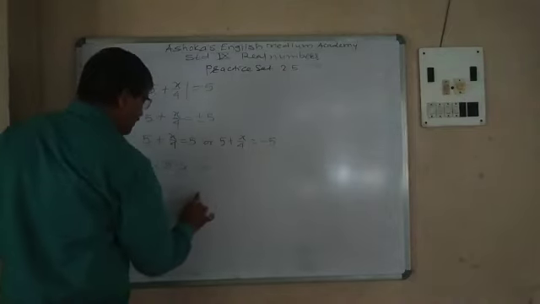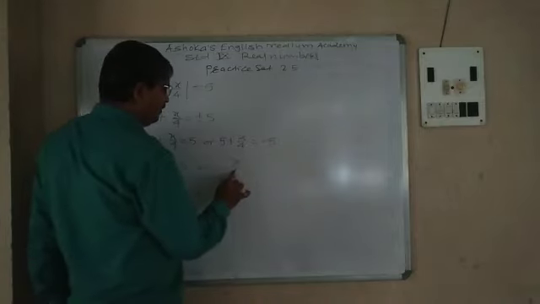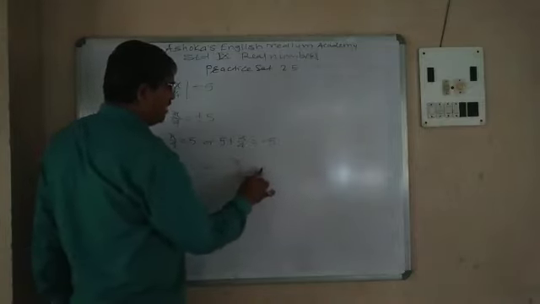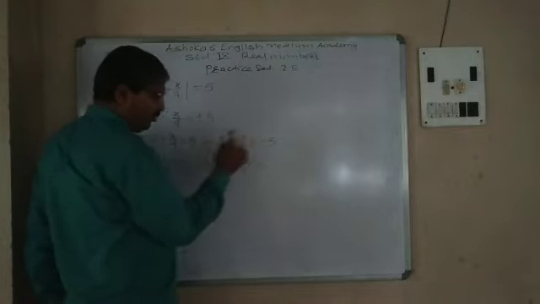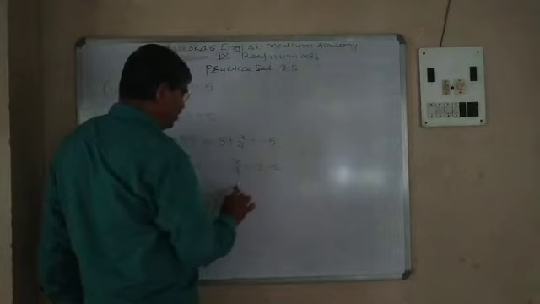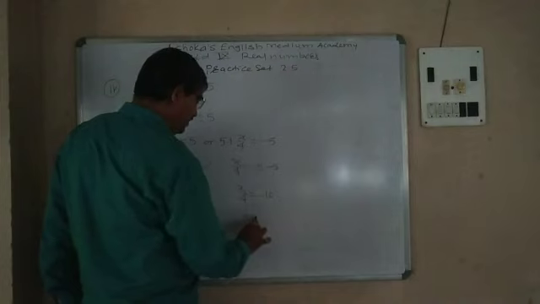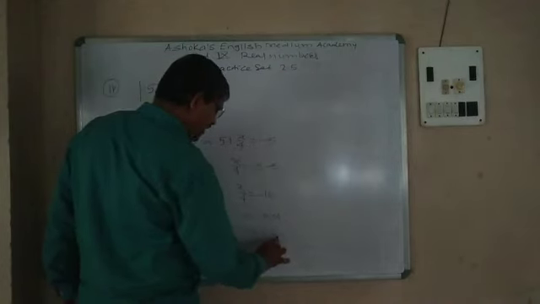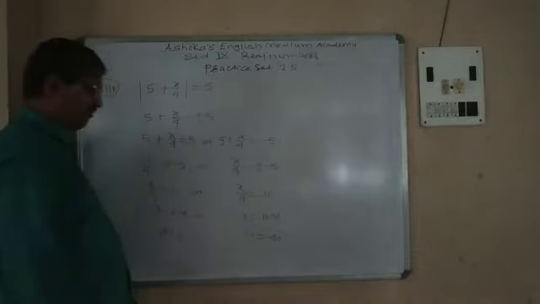Or, what happens? x upon 4 as it is, equals minus 5. On the left-hand side this 5 is positive, and when it goes to the other side it becomes negative. x upon 4 is equal to minus 5 minus 5, which is minus 10. x is equal to minus 40.